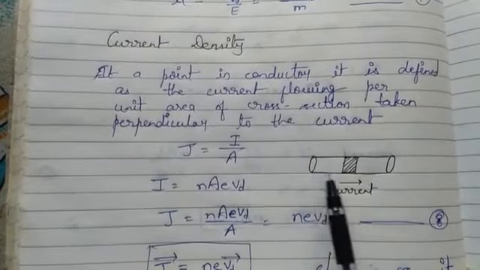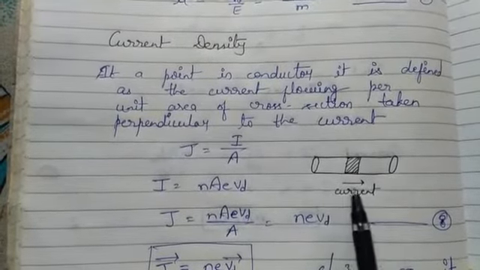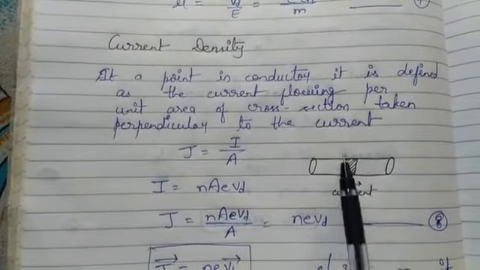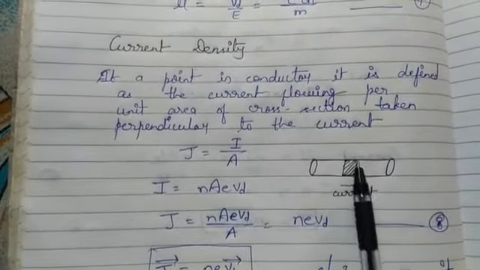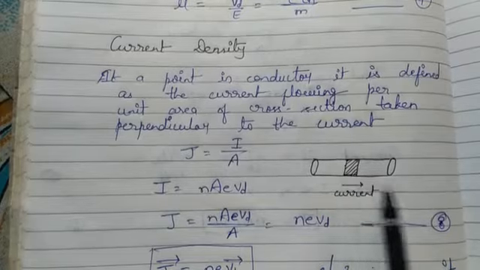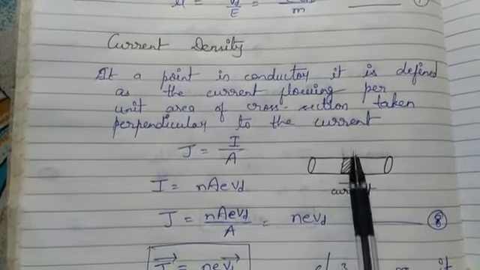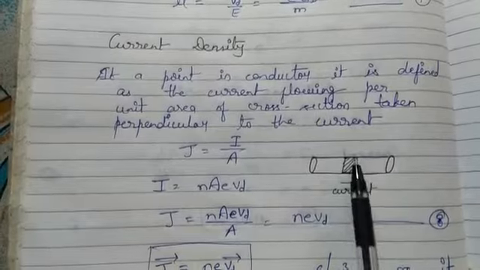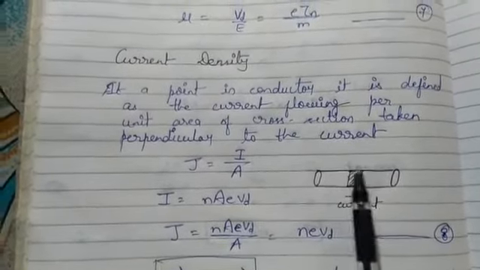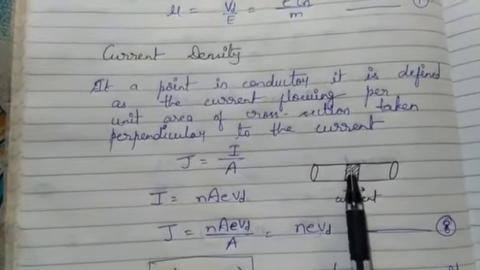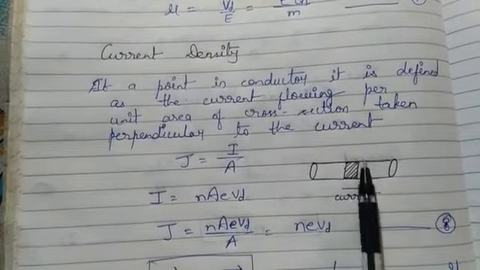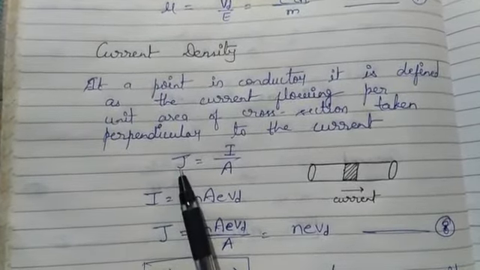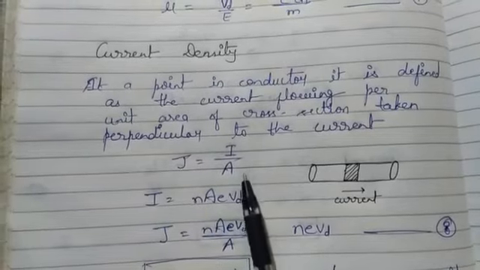Suppose this is one conductor and this is the direction of flow of current. Perpendicular to the direction of current, we take one cross sectional area, and the current flowing per unit cross sectional area is the current density at this point. So current density is denoted by J equals I upon A.